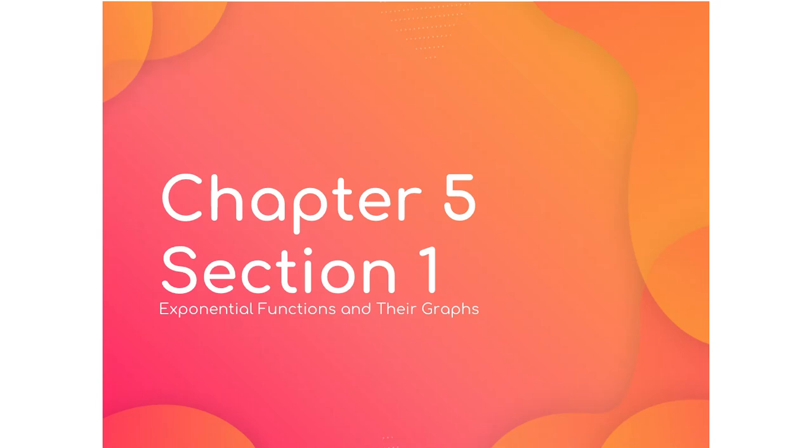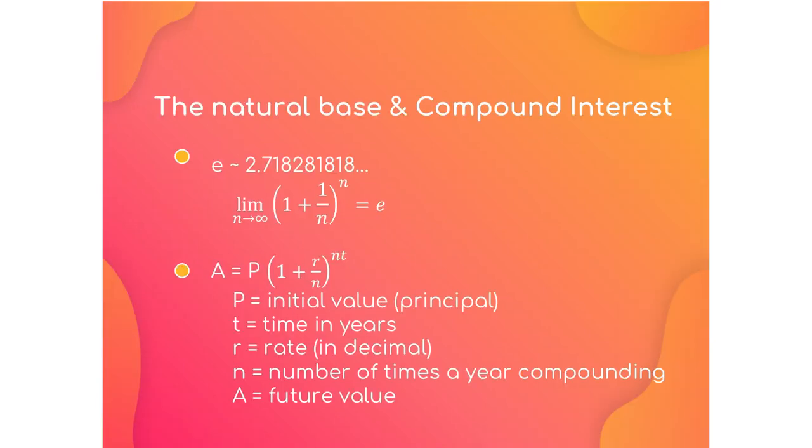All right, this is the last part of 5.1. And in this part you will need your calculators. So the natural base and compound interest. The most important thing you need here, in the next few lessons, is to know that E is estimated to about 2.7.